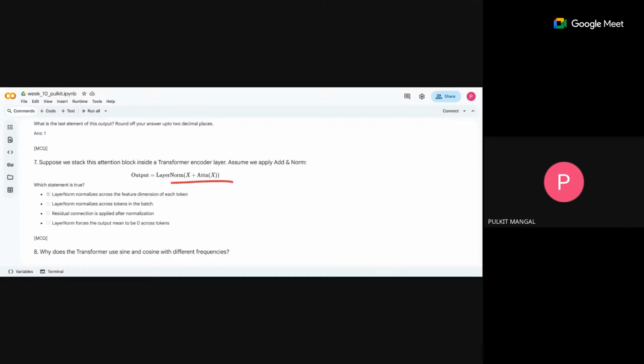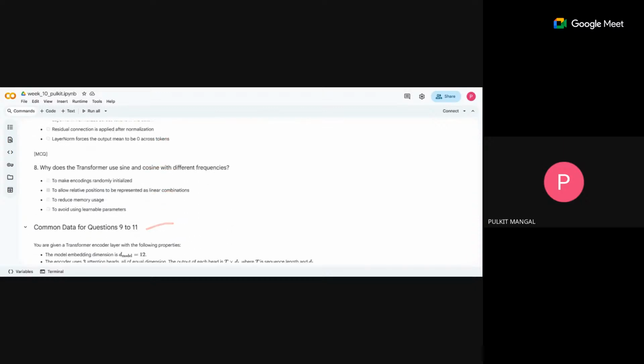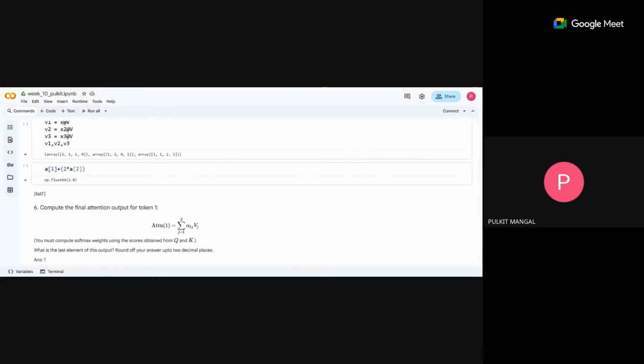Now from the formula, it is also clear that the residual is applied before you do the layer normalization. And the statement that layer normalization forces the output mean to be 0 across tokens is also not necessary. First of all, you are doing the layer normalization across the features, so there's no need for the mean to be 0 across tokens or across the batch if you have one. So that's all.